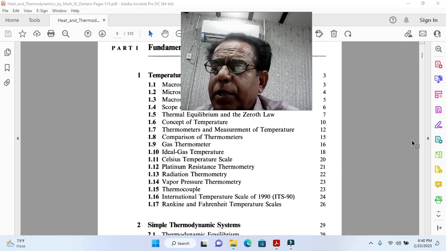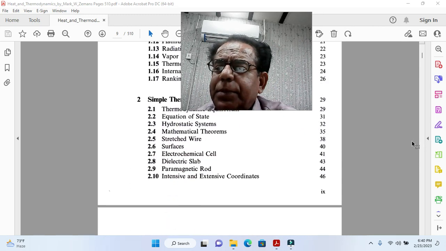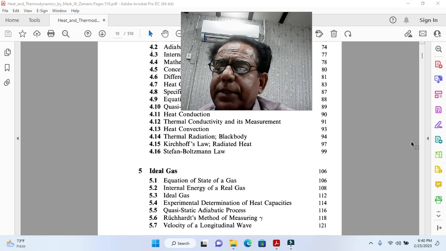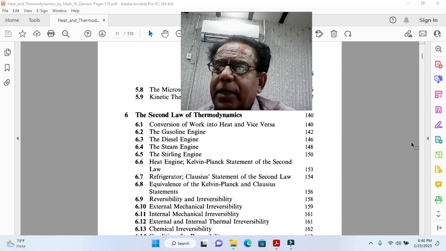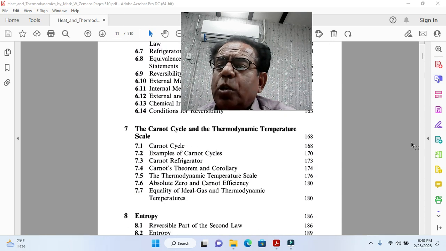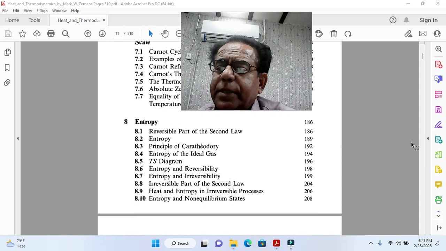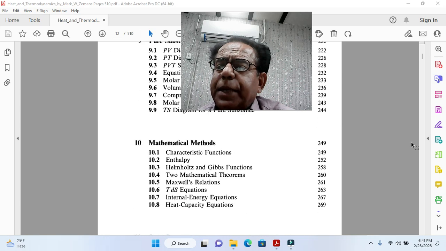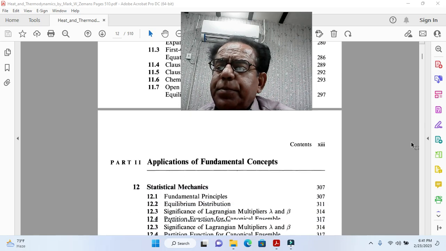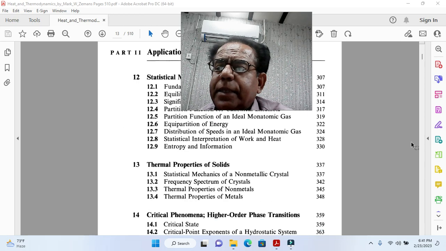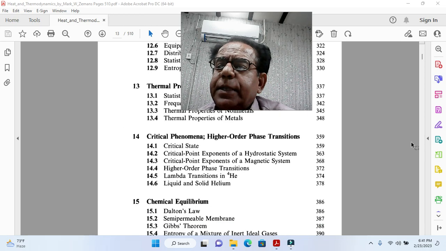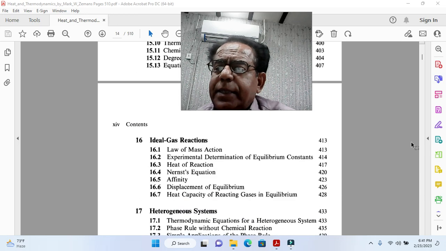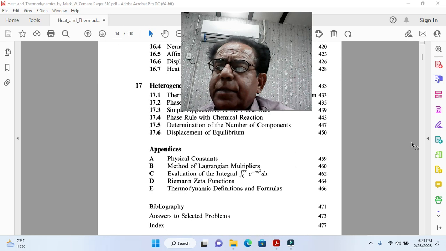Temperature and the zeroth law of thermodynamics, simple thermodynamic systems, work. Heat and the first law of thermodynamics, ideal gas. The second law of thermodynamics, the Carnot cycle and the thermodynamic temperature scale, entropy, pure substances, mathematical methods, open systems, statistical mechanics, thermal properties of solids, critical phenomena, higher order phase transitions, chemical equilibrium, ideal gas reactions, heterogeneous systems.